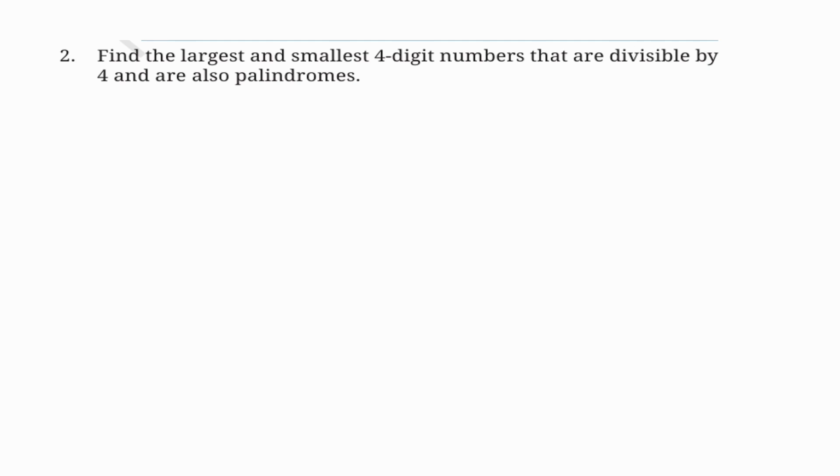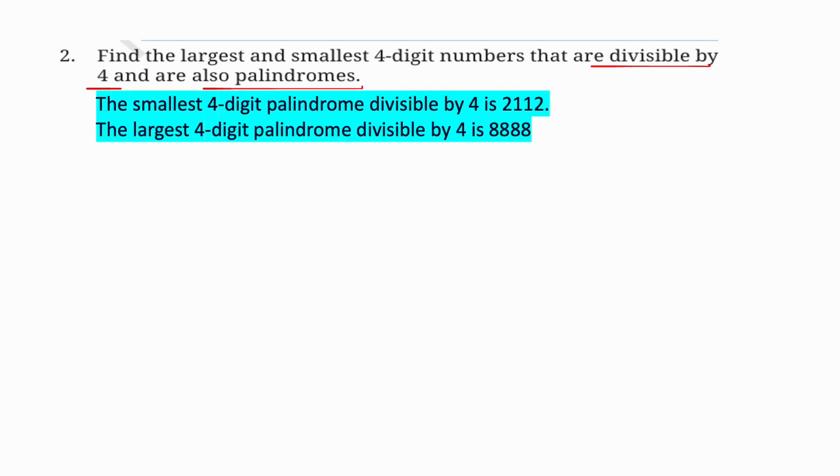Find the largest and smallest 4-digit numbers that are divisible by 4 and are also palindromes. Should be divisible by 4 and should be also a palindrome. So the smallest 4-digit palindrome divisible by 4 is 2112. What is a palindrome? A palindrome is a word, phrase or sequence that reads the same backwards as forwards. The largest 4-digit palindrome divisible by 4 is 8888.